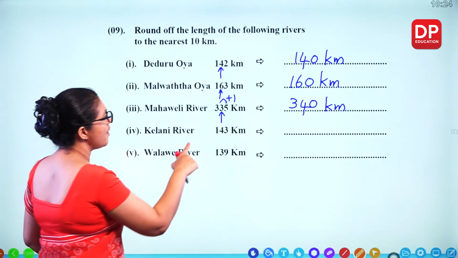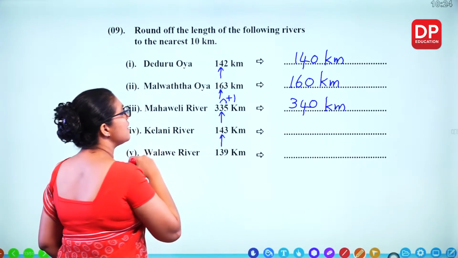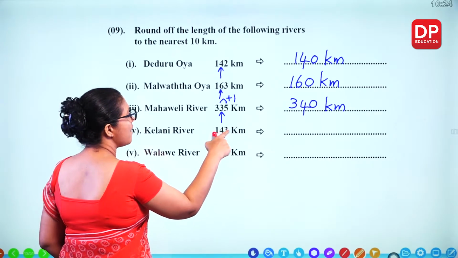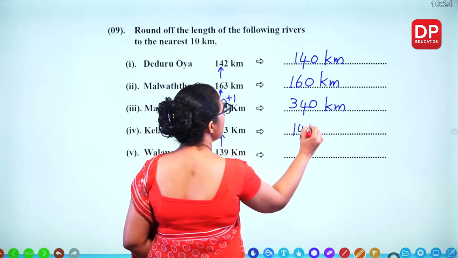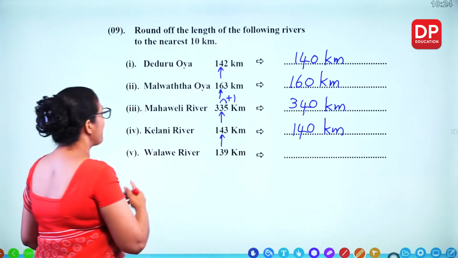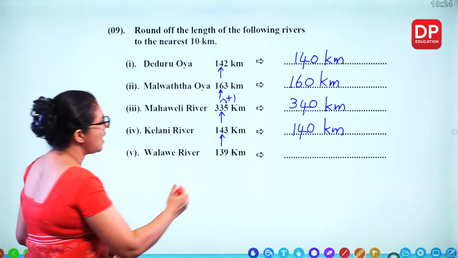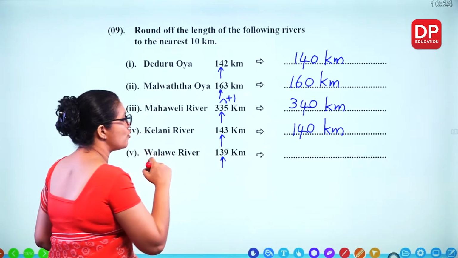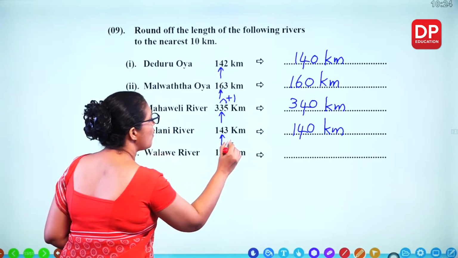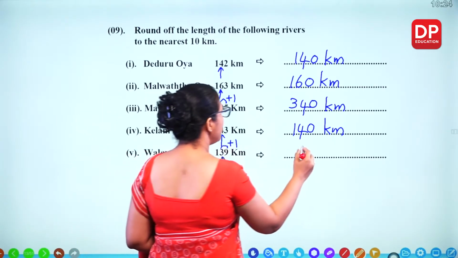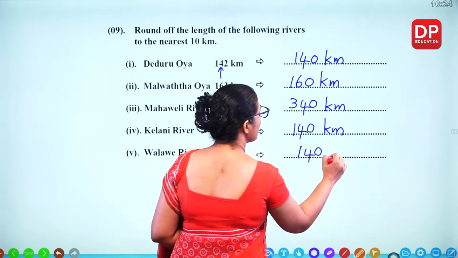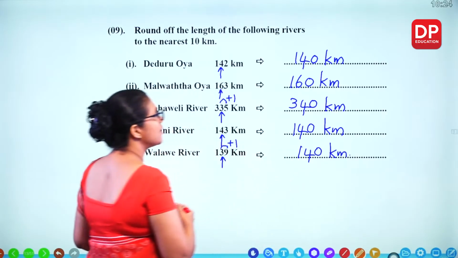Kelani River is 143. So this is the place. Next number is less than 5. So you don't add. 140 kilometers. Wallaby River 139. So this is the digit we need to round. Next number is 9. That means we need to add 1 to that. So 140. It's 140 kilometers.